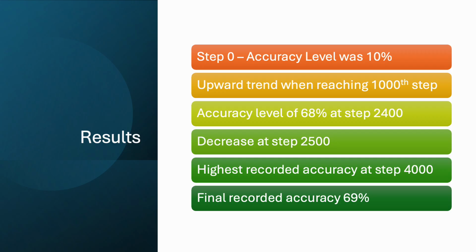However, during the 2500th step, I noticed a decrease. Despite the fluctuation, the accuracy level was still increasing and staying steady. The highest recorded accuracy was during the 4000th step at 70%. And after that, I saw some more fluctuations, and the final recorded step showed a 69% accuracy.